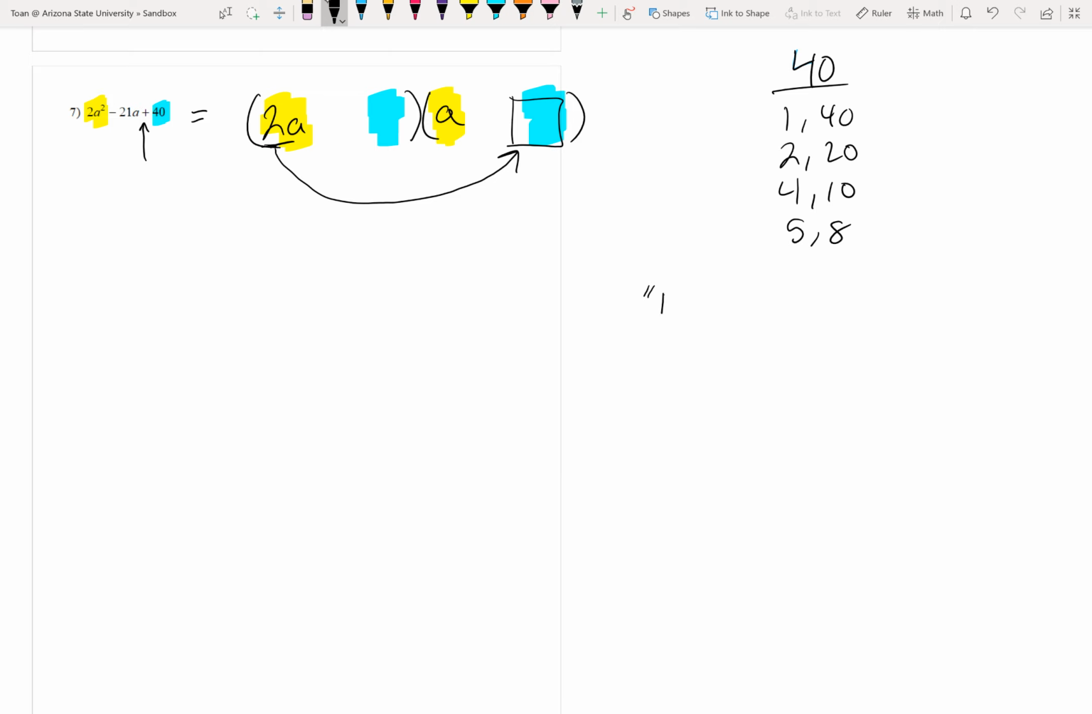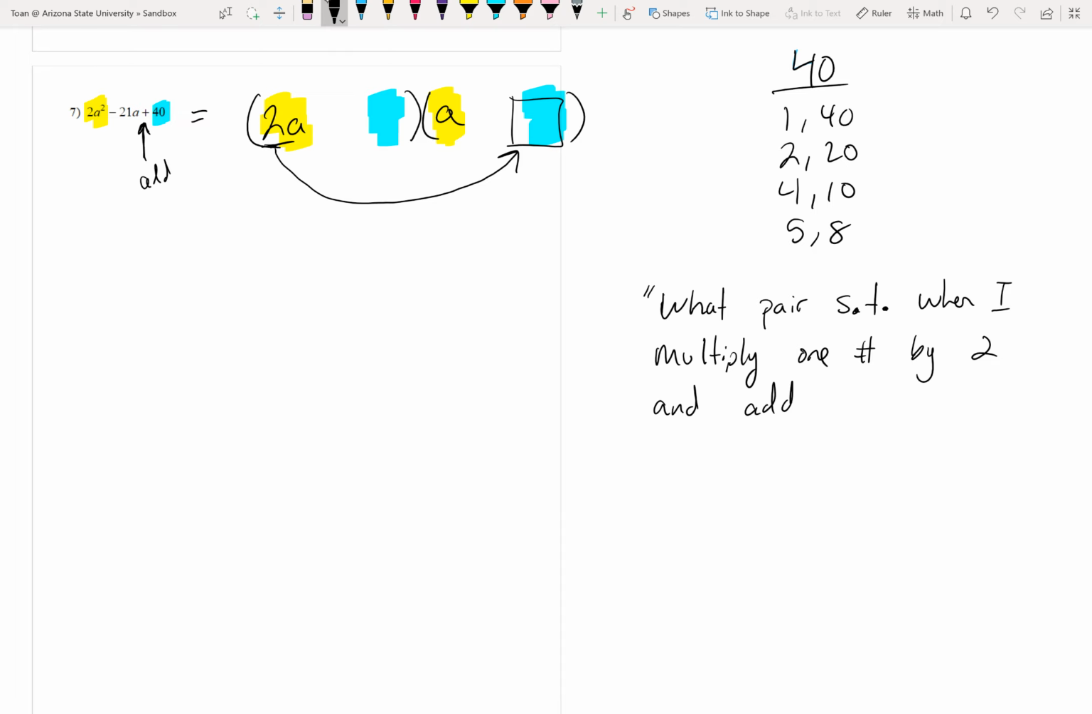My thought process is now, what pair is such that, when I multiply one number by 2, and, again, the last symbol makes me think of add, and add gets me the middle number of 21. So that's what you're thinking. Which pair do I pick such that when I multiply one of the numbers by 2 and add them together gets me 21? And there's no trick around it. I'm simply going to guess and check.